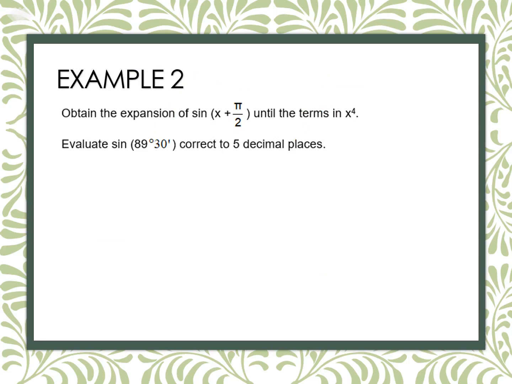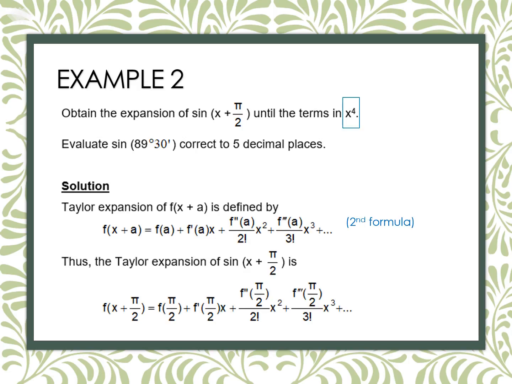Refer to example 2. You need to obtain the expansion of sine x plus pi over 2 until the terms in x to the power of 4. Hence, evaluate sine 89 degree 30 minutes correct to 5 decimal places. To solve, you need to determine the formula first. As given, sine x plus pi over 2 is the function of f x plus a, in which a is equal to pi over 2, you need to apply the second formula of Taylor's.